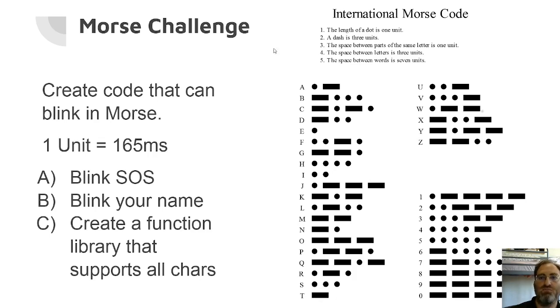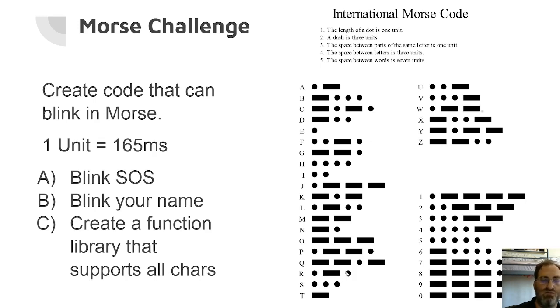The space between parts of the same letter is 1 unit. So if you have dot, dot, dot, that means 165 milliseconds on, 165 milliseconds off, right? That's the space between these two dots. Then 165 milliseconds on, 165 milliseconds off, 165 milliseconds on. That's just to create the S. And then the space between letters, so between S and O, that's 3 units. So 3 times 165 milliseconds between this and starting the O. The O will have 3 dashes. So again, a dash is 3 units, so it's on for 3 times 165. And then the space between the 2 dashes is back to just 1 unit. So this space is still 165 milliseconds. The dash is long, it's 3 times 165.